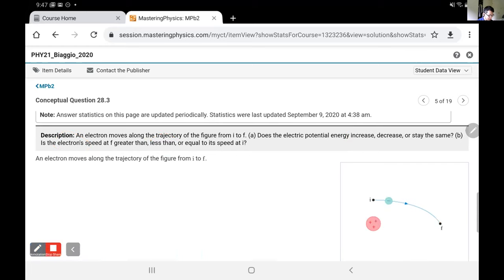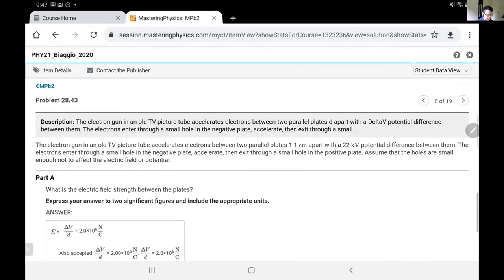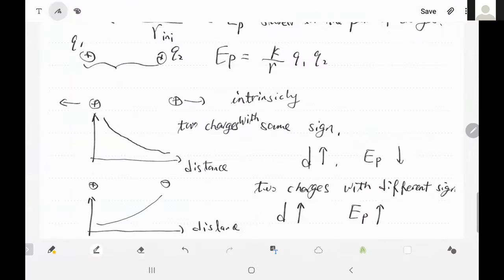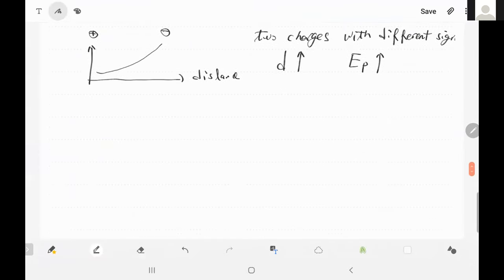The next one will be number 8, electric potential. Just now we talked about the electric potential energy. Now I'm going to talk about electric potential. The electric potential energy and the electric potential are not the same thing, but they have a relation. We know the electric potential energy in a uniform electric field is equal to the charge times the electric field times the distance.